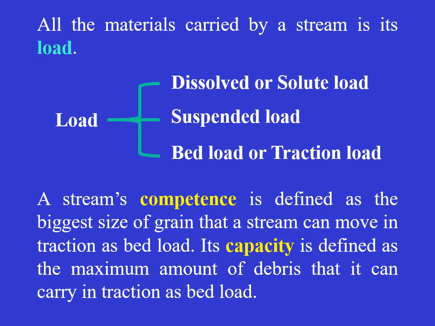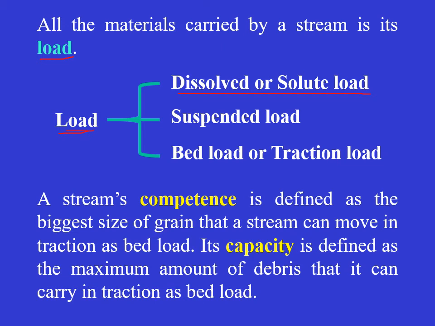Now, all the materials that are eroded by a river or a stream are called the river load or stream load. The eroded materials that a river carries can be carried in three ways. The first type is the dissolved or solute load, where country rock materials are taken within the water as soluble material by chemical weathering processes. So the original property of the country rock, the original property of the load, will be lost due to these processes.